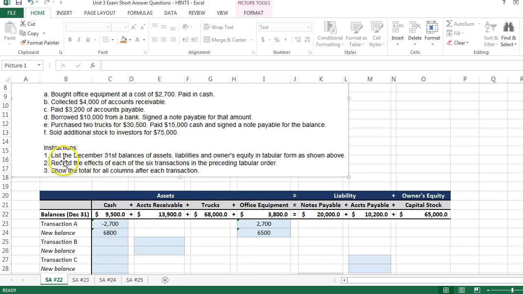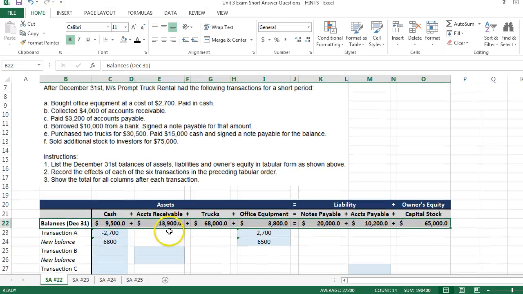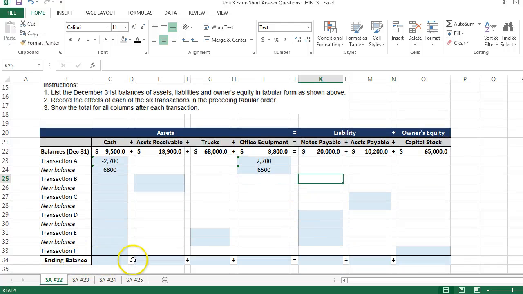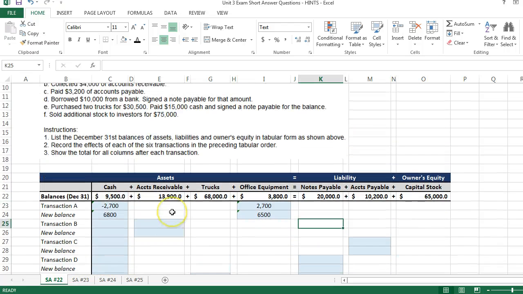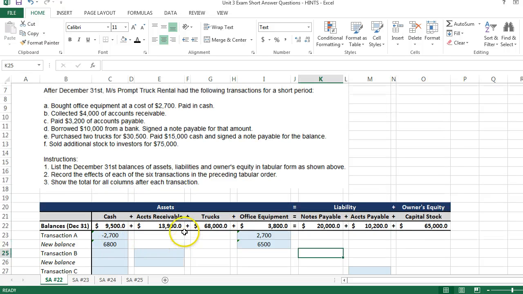So we need to list the December 31st balances of all the assets, liabilities, and owner's equity accounts. So I already did that for you. So here are the balances of those accounts. And so now we need to record the effects of each of these 6 transactions in the preceding tabular order. So all that means is we have to record basically the effects that each of these transactions have on each of these accounts in order to get the balance at the end after all of these transactions. So the first one's been done for you, and I'm using the hints template with this.